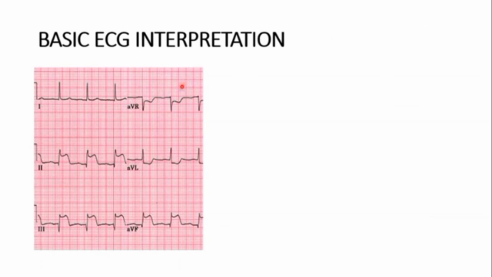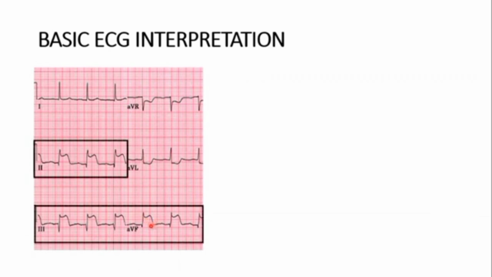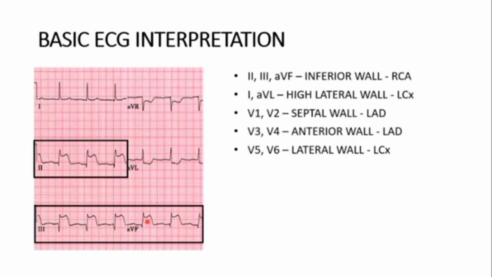Now let's interpret this basic ECG. This one has a small problem in it. Try to identify it. If you see here, you can see ST elevations in lead 2, lead 3 and lead AVF. What I have said before, if lead 2, lead 3 and lead AVF are having ST elevation, it can be a problem in the inferior wall. And the blocked artery is the right coronary artery. So you will have to intervene on this right coronary artery. That's how you use an ECG.